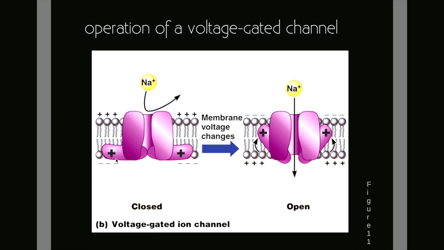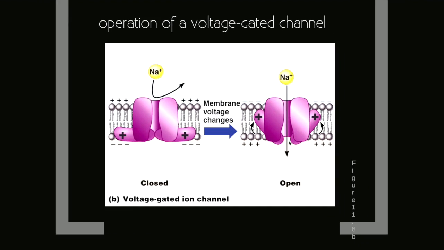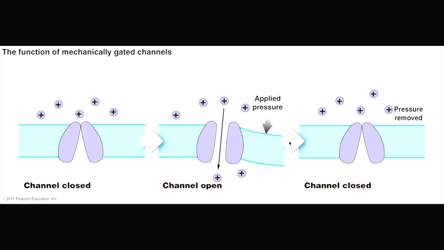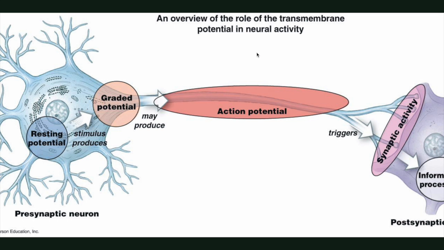When some positive ions start to come in, their positive charges will repel the positive charges in this part of the protein and open this channel. So that's how we think voltage-gated channels work. And there's one more type of channel, the mechanically gated channels, and they open in response to physical disturbance in the plasma membrane. So this is how touch receptors work. It's through these mechanically gated channels. Okay, next we are going to talk about graded potentials.